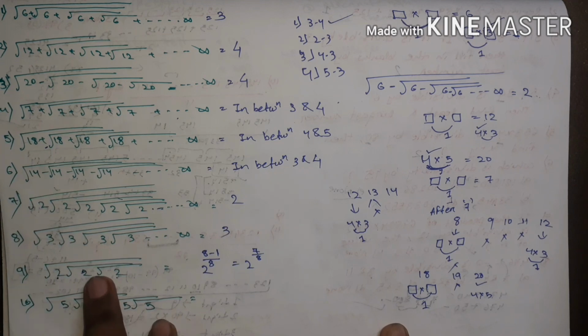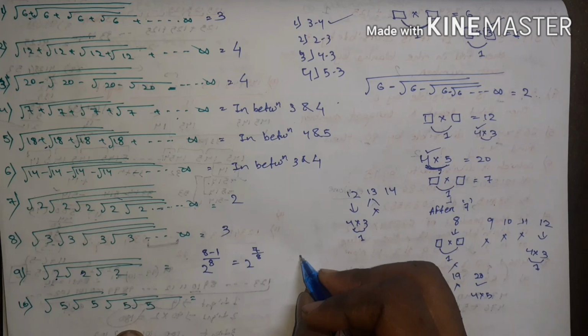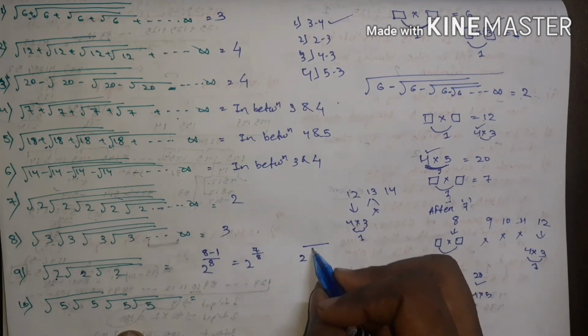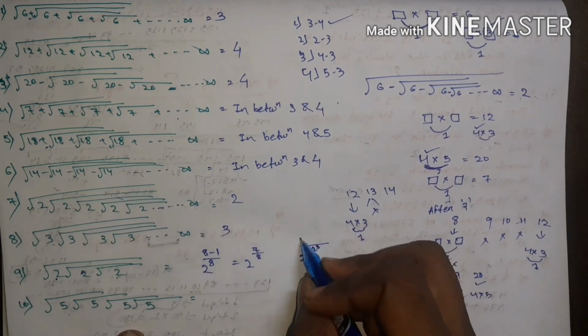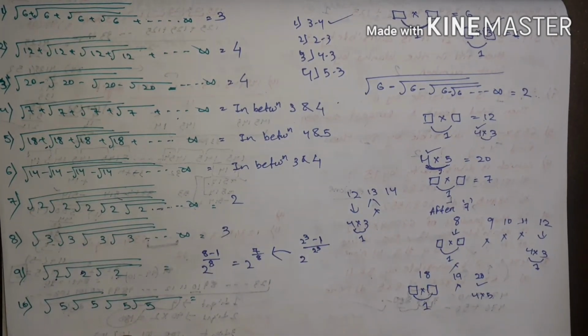Remind, how can I do it? How many 2s are there? There are 3 twos. So 2 to the power 3, to the power 3 minus 1. This is your answer. Okay.